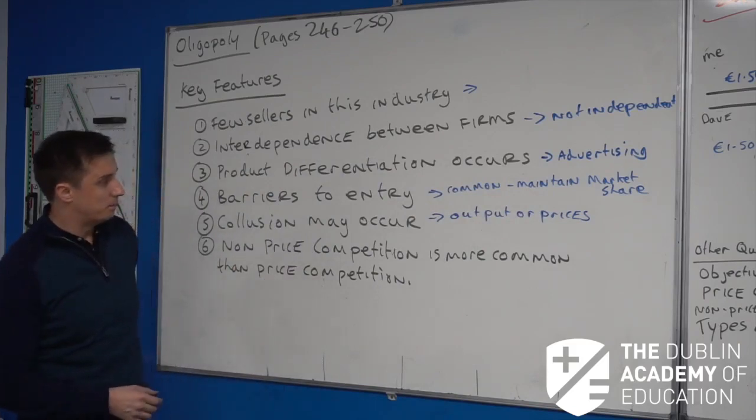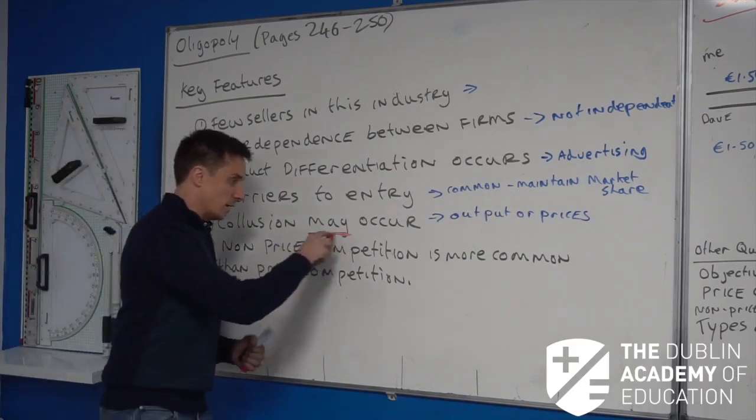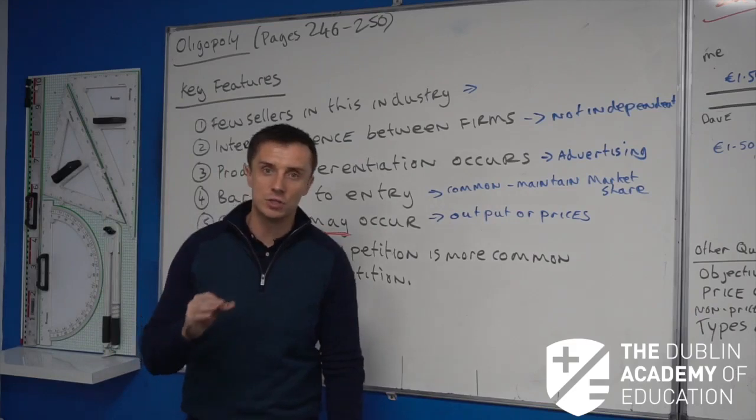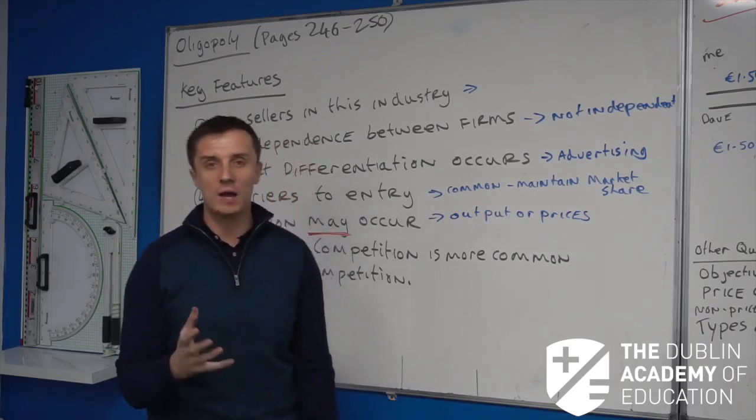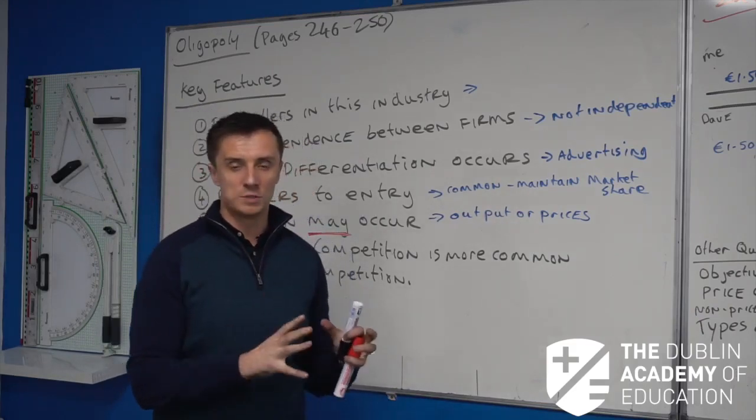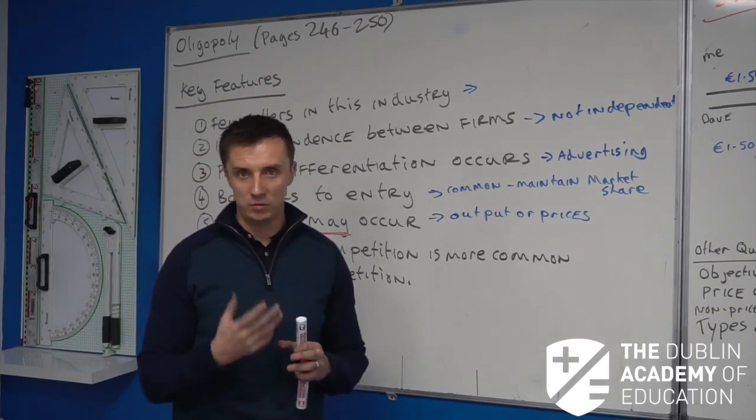Collusion may occur. Mark in the word may on your book and make sure you spot it. Don't say collusion occurs, say may occur. Remember, collusion is when rival firms come together and purposely restrict prices.